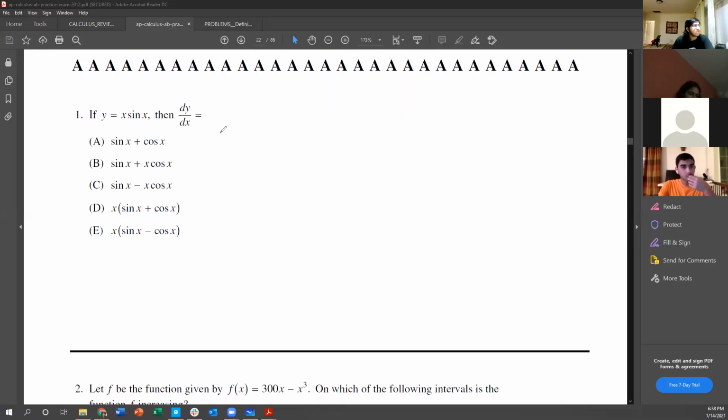All right, good. So this one's pretty easy, I think, right? If y equals x sine x, then dy dx equals. Let's take maybe 5-10 seconds and figure out what it would be.